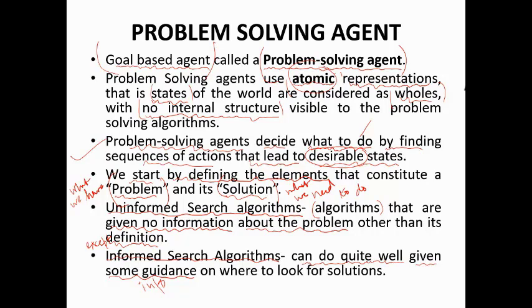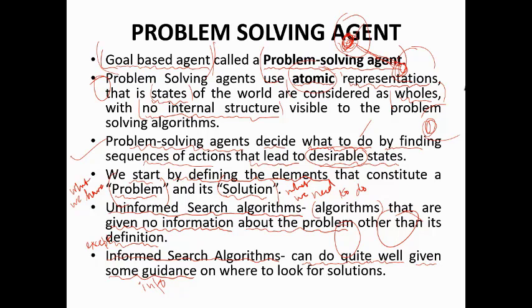Before starting further, I would like to give you a very famous example of AI. This example is about route finding. Let's say we have a number of cities inside a certain map. The cities are located as nodes or just dots. There are many cities inside, and mapping agents use atomic representations. So there's no internal structure to represent the states. The states are considered as a whole entity, so we get a better solution and better understanding.